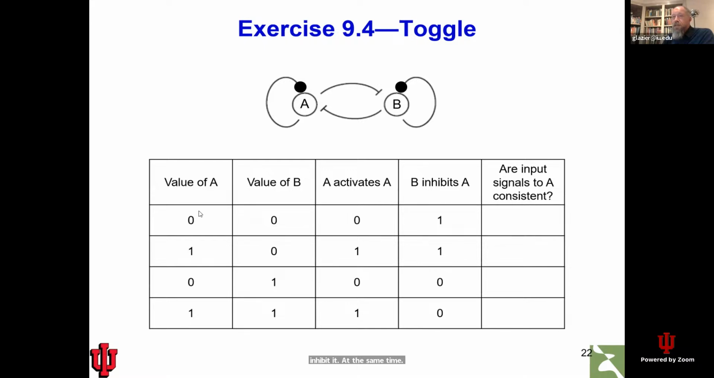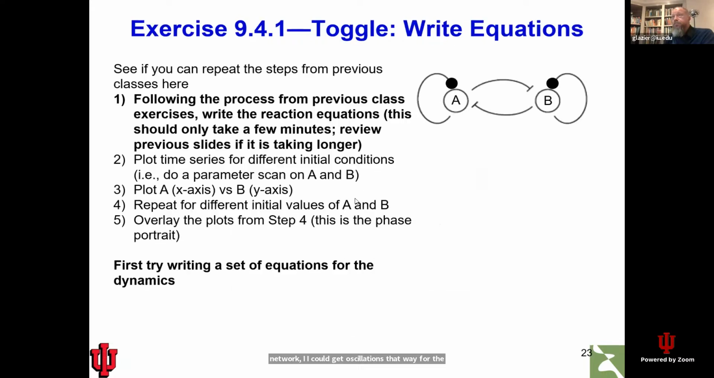So if A is high and B is low, A activates A as 0, B inhibits A as 1. So that's an inconsistent signal. If A is high and B is low, A activates A as 1, B inhibits A as 1, so that's a consistent signal. And if I did a Boolean network, I could get oscillations that way for the inconsistent ones. If I start with a 1, 1, then I can get an oscillation.